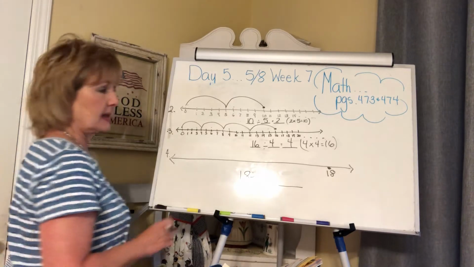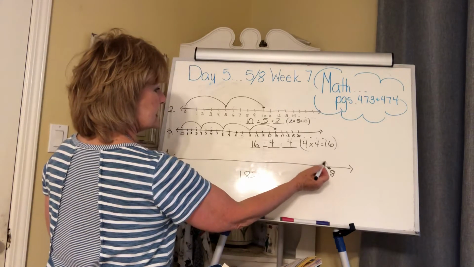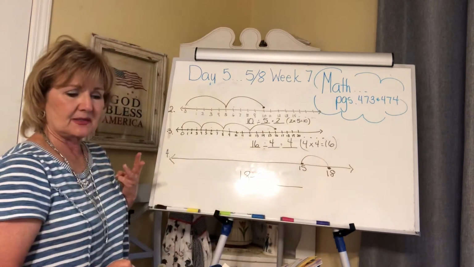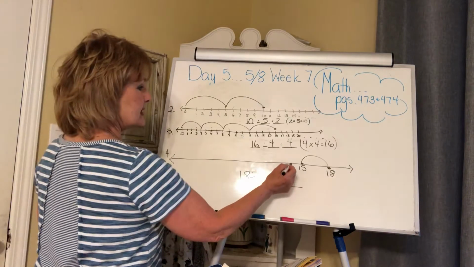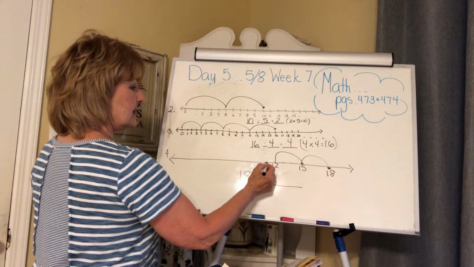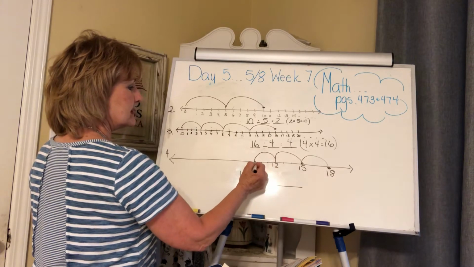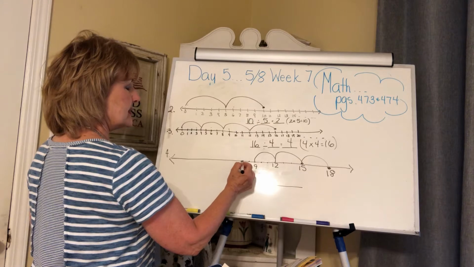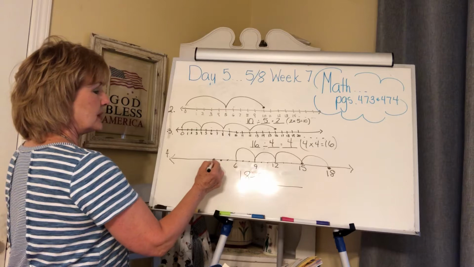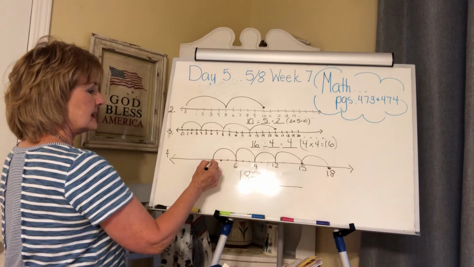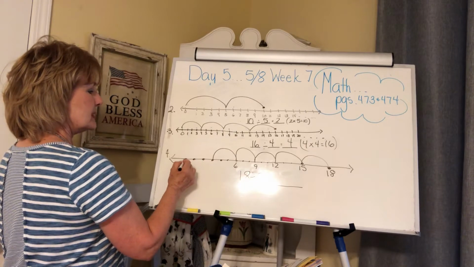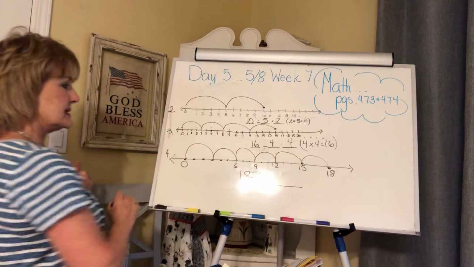So what are you going to do? 18, 17, 16, what? 15, right? 17, 16, 15. 14, 13, 12. 11, 10, 9. 8, 7, 6. 5, 4, 3. 2, 1, 0. You made it back to the 0.